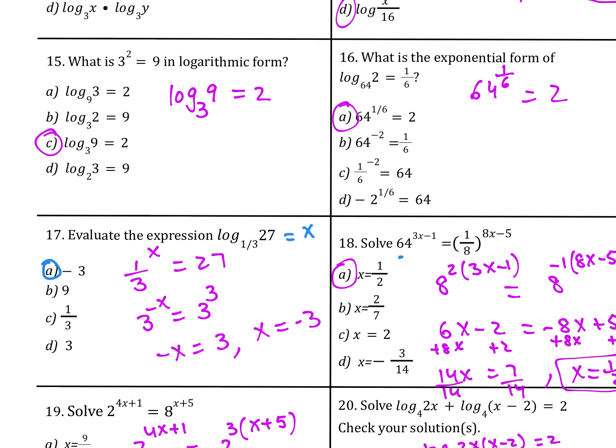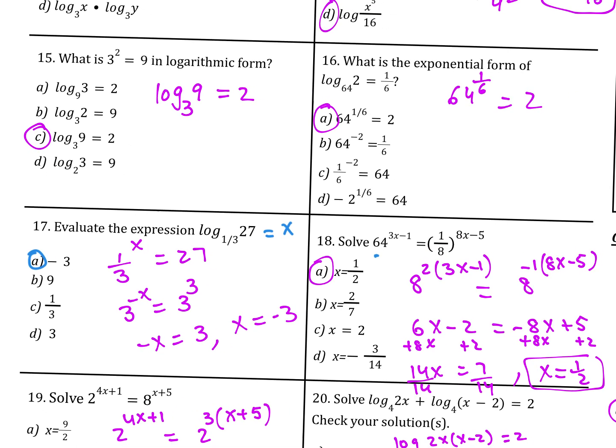Change 64 as 8 to the power 2. This 1 over 8 as 8 to the power negative 1.